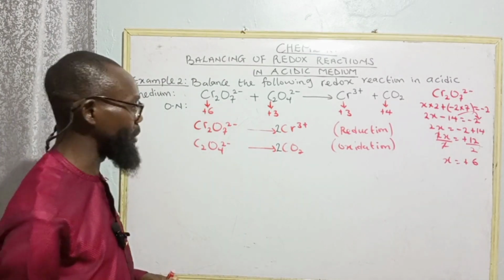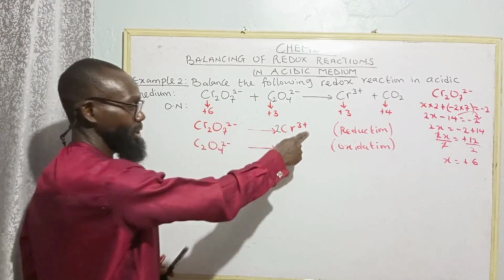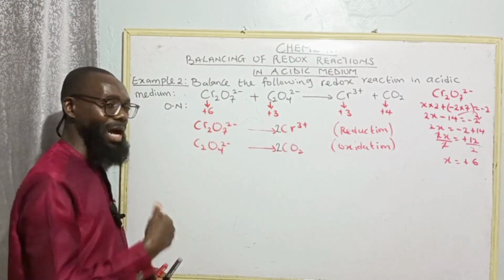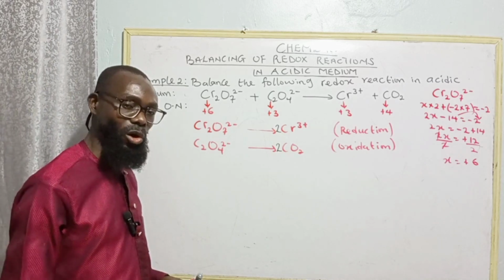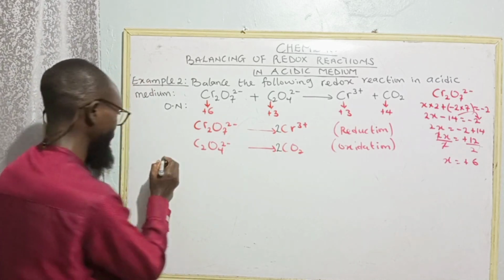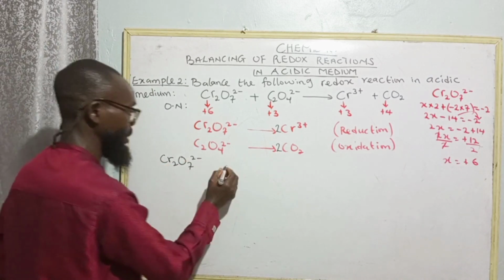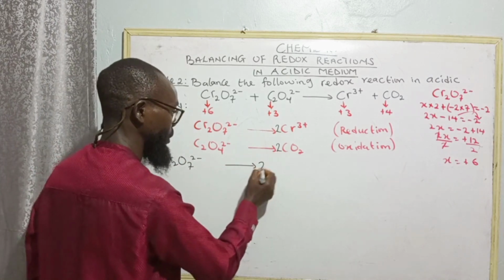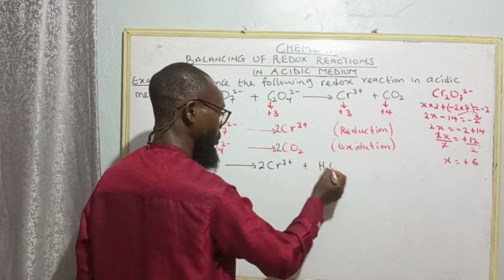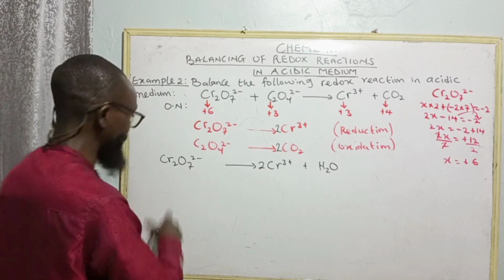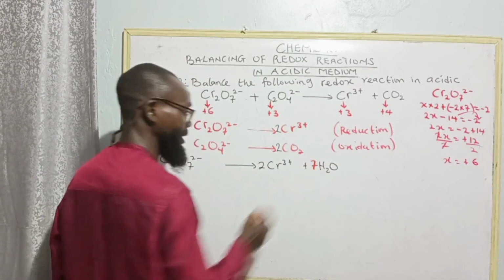Now the next step is to look for the oxygen. Oxygen here we have 7 and there's no oxygen here. So we add H2O to the side deficient of oxygen or having no oxygen. So we have Cr2O7 2 minus moving to 2Cr3 plus H2O. Now, how many oxygen do we have here? We have 7 oxygen here. We are going to put 7 here to balance the oxygen.